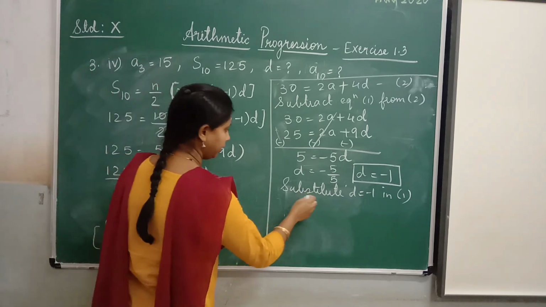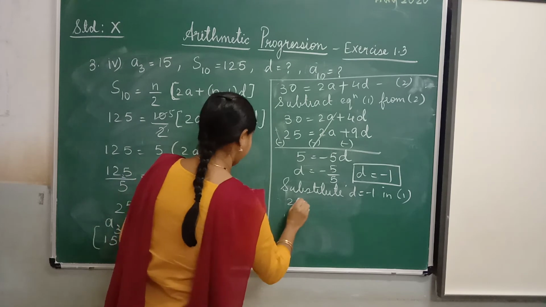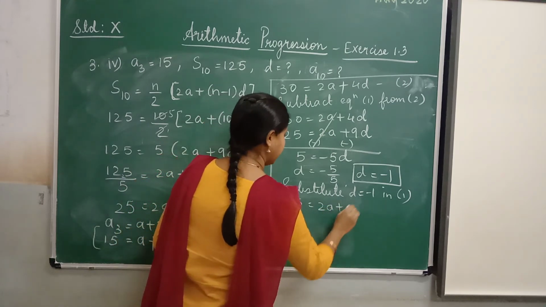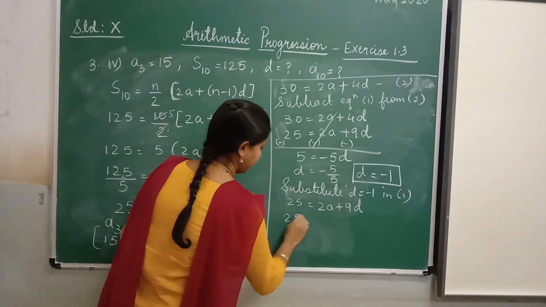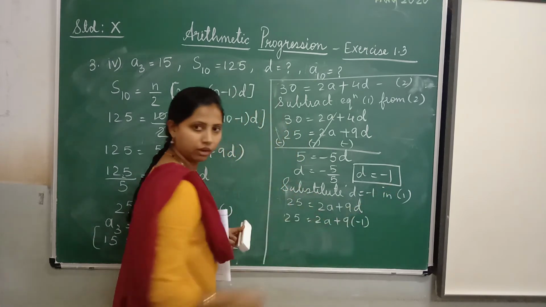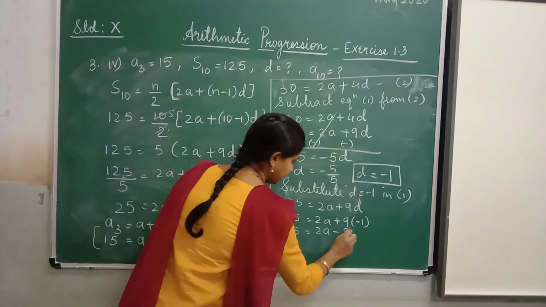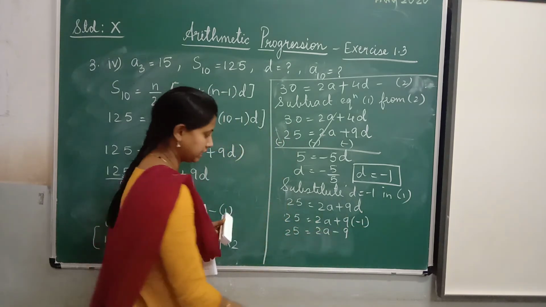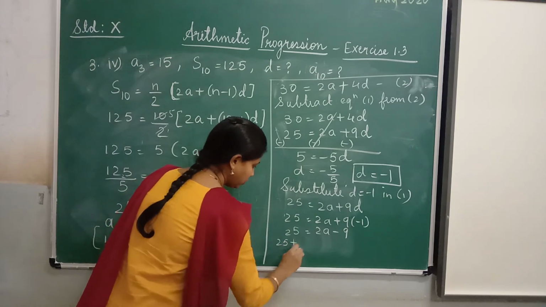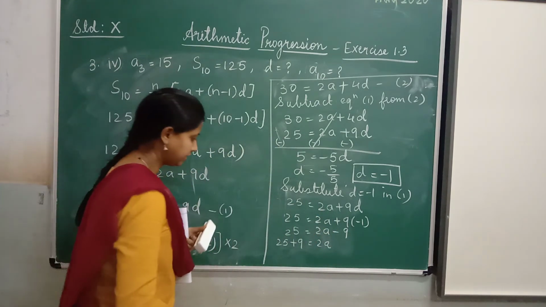If you substitute in 1, equation 1 is 25 is equal to 2a plus 9d. So 25 is equal to 2a plus 9 into minus 1. So 25 is equal to 2a minus 9. 9 into minus 1 is minus 9. Take minus 9 to the other side: 25 plus 9 is equal to 2a.